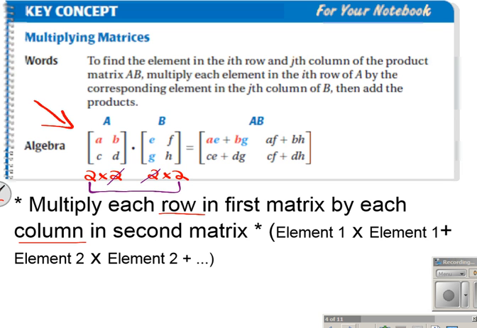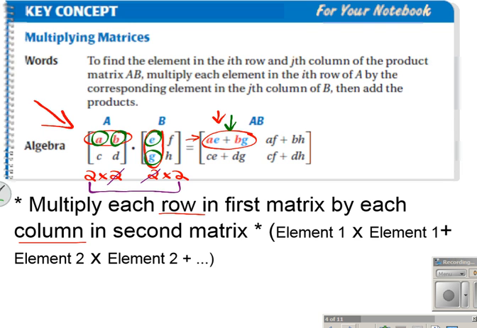So when I look at this position, this is row 1, column 1. So that means that we're going to multiply row 1 by column 1. So we're going to start with the first element times the first element, A times E. The second element times the second element, B times G, and add those two together to get just that first element. Okay, and then we would do the same thing for all the other elements in that matrix.